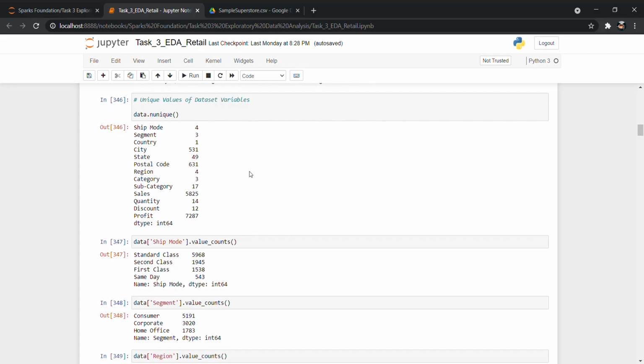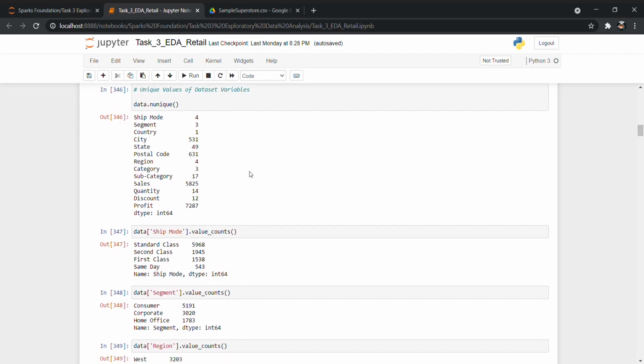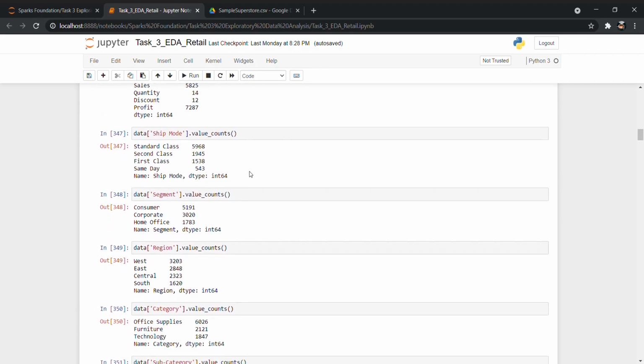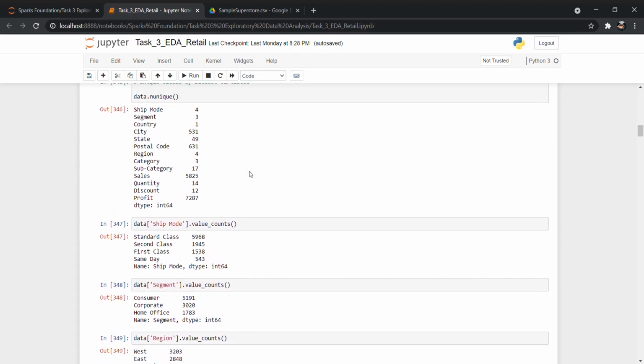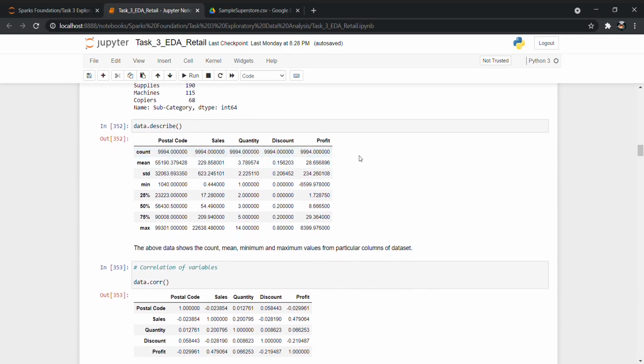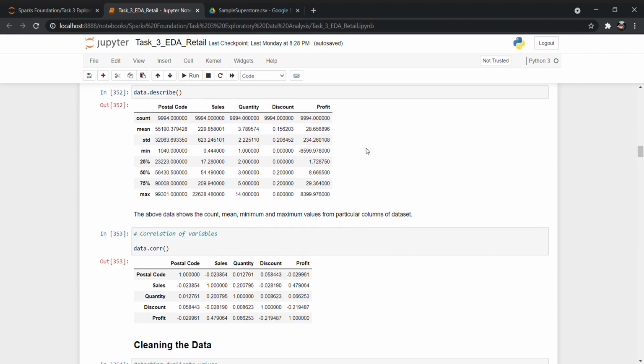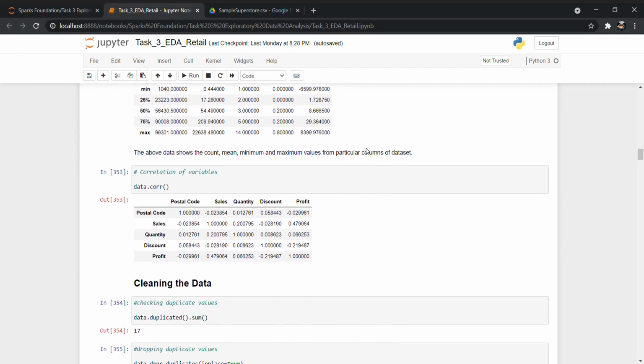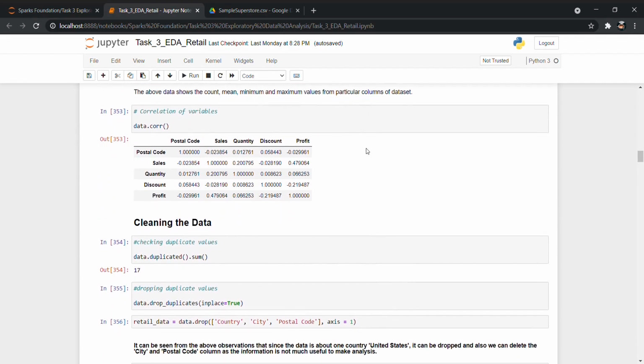Then I have obtained the unique values and their value counts in the data. Here the describe function tells us the statistical information of our data. The data.correlation function provides us with the correlation of each and every variable associated with other.